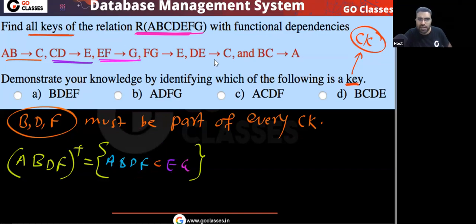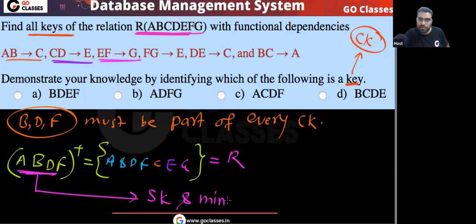So we got everything, right? Yes or no? Because these two people can bring G also. So we got everything. So what can I say? These are super key and minimal, right? Okay, so remember, these are super key and minimal.